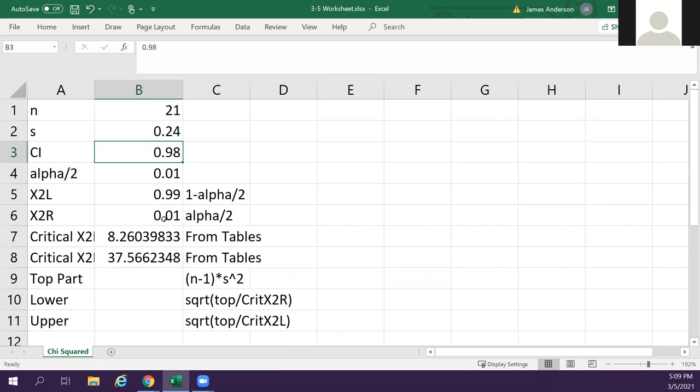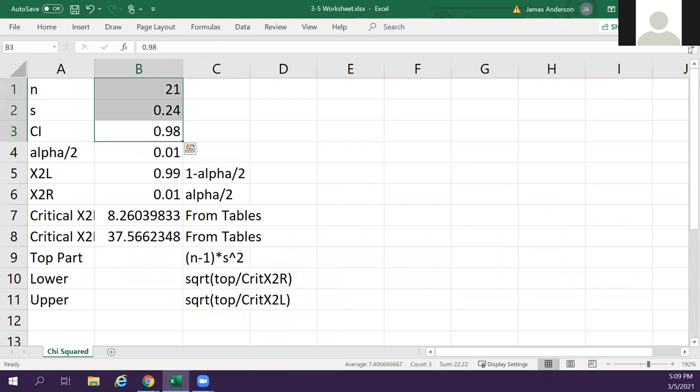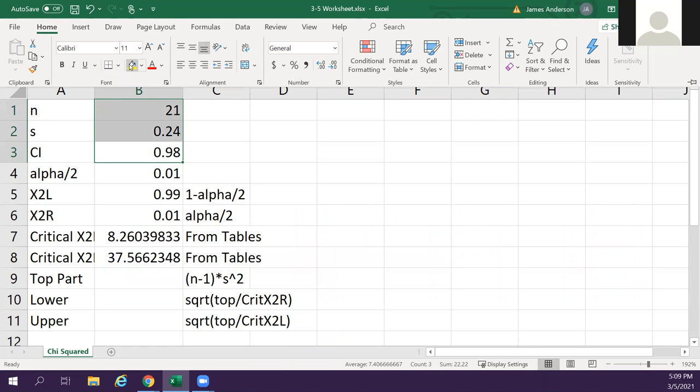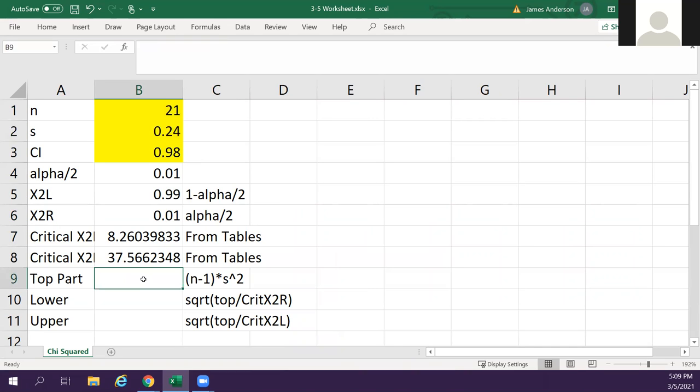So far, the only thing I've had to put in are these. Where's my stuff? So the top part is going to be equal to n minus 1, times this squared. The reason I do that, again, is because that's used in both of these functions.